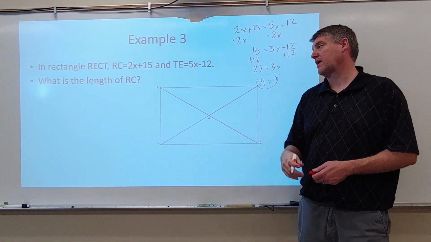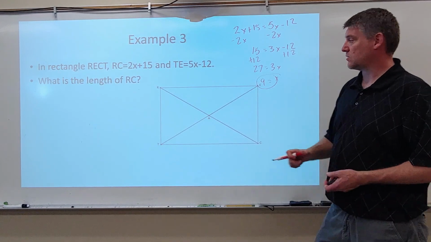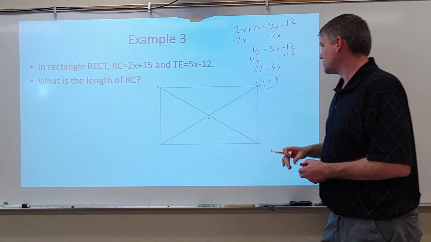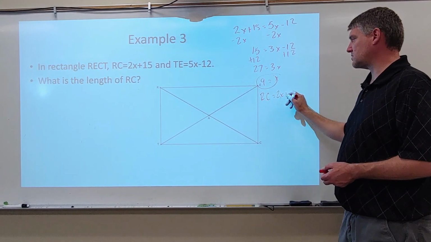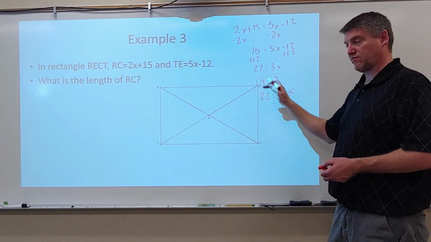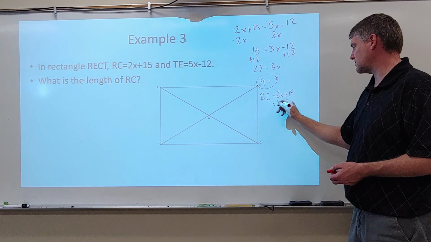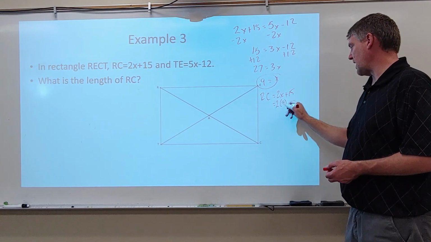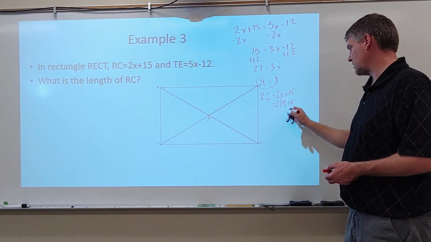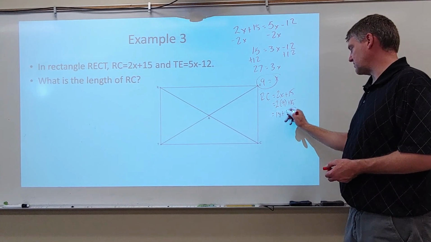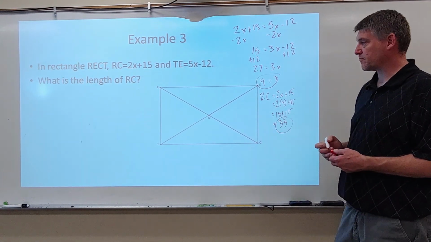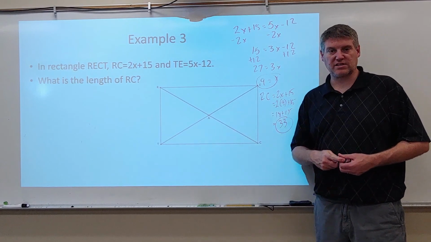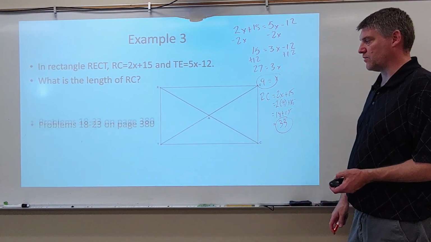That is not my answer to my question. So now it says RC. RC is equal to 2x plus 15. I have to plug in my value of x: 2 times 9 plus 15, 18 plus 15 equals 33. So the length of RC is 33 units.